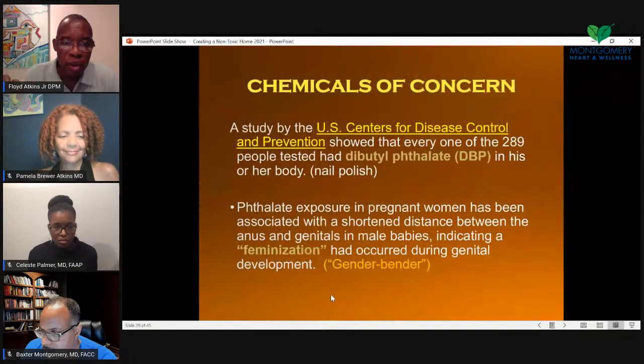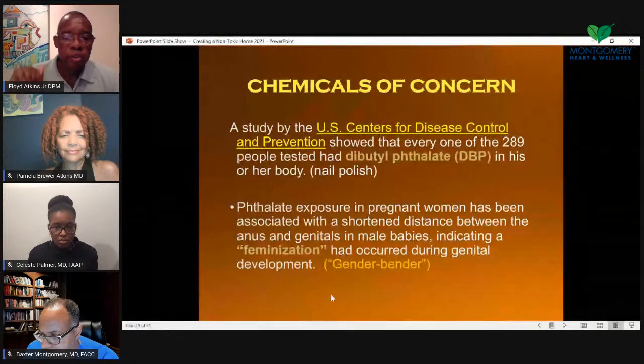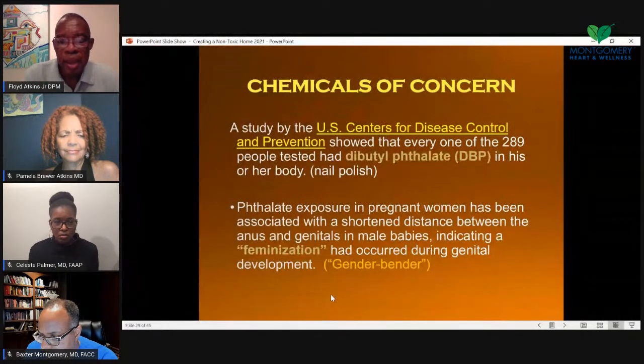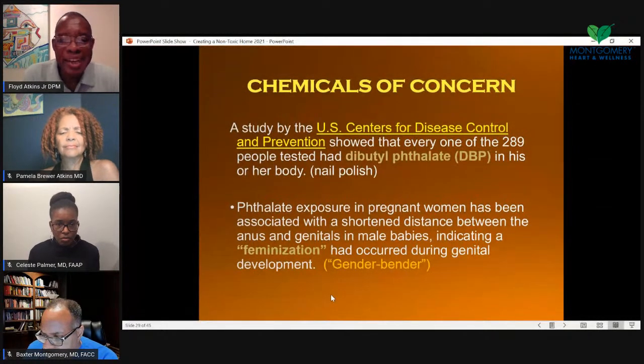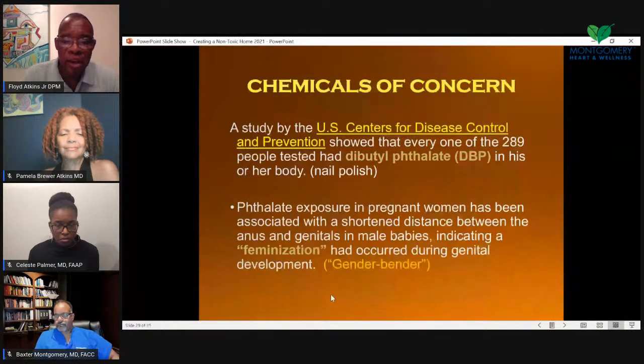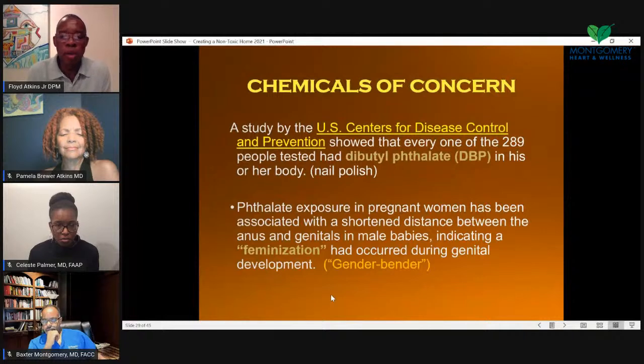To go even further, a study by the U.S. Center for Disease Control and Prevention showed that they tested 289 people for dibutyl phthalate, and they found that every one of them had it in their bodies. So everybody tested positive. This is one prevalent phthalate that nobody tested was negative for. Plastics are so prevalent in our society, and they're so prevalent in our food and what we breathe and what we put on our skin and what we have in our home and in our clothing. It's everywhere.